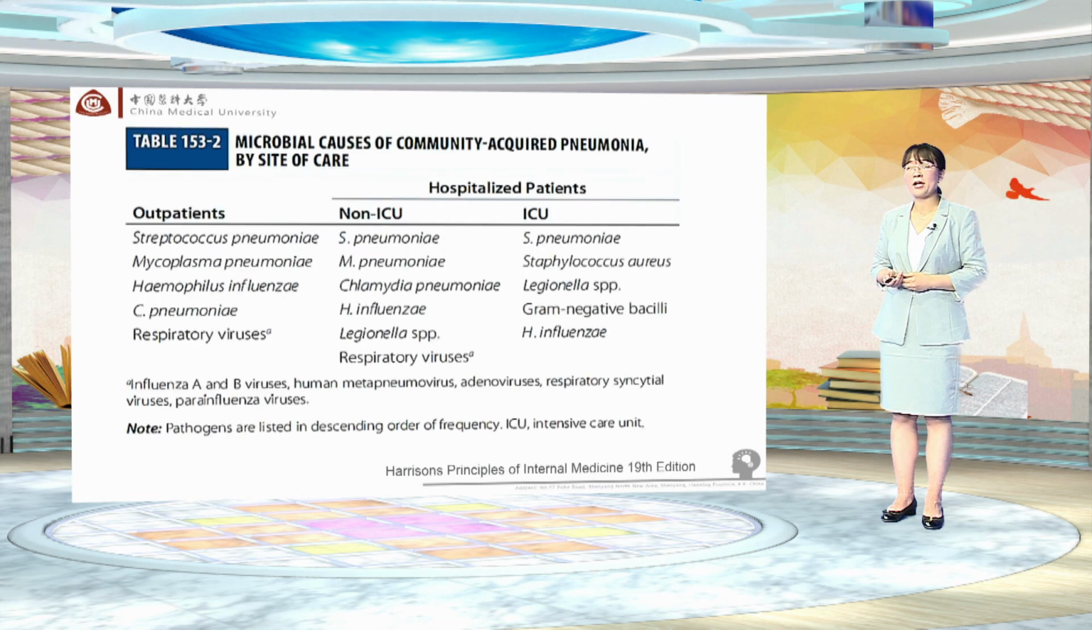This table shows microbial causes of CAP by site of care. In outpatients, Streptococcus pneumoniae, Mycoplasma pneumoniae, Haemophilus influenzae, Chlamydia pneumoniae, and respiratory viruses are common. In hospitalized patients in non-ICU, compared with outpatients, Legionella is more common. In hospitalized patients in ICU, Staphylococcus aureus and gram-negative bacilli are more common.